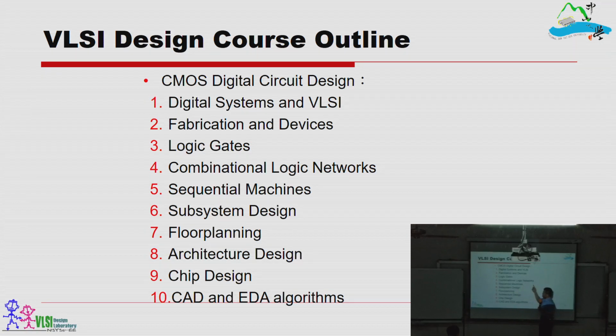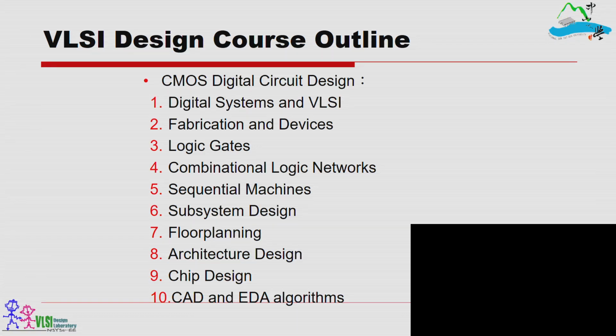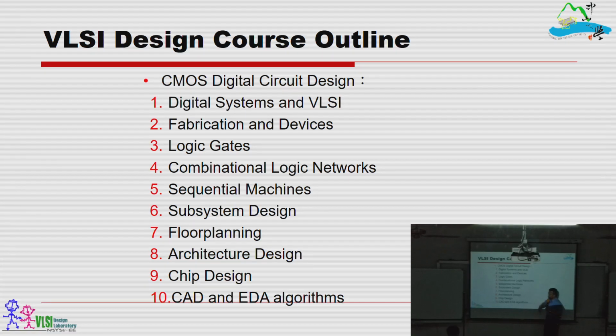Then it is pretty much the same as the first-year course, digital IC design. We have to talk about combinational logic networks, but this time we are going to go down to the transistor level, not just gate level. All the way down to the transistor level. Then we'll talk about the sequential machine, finite state machine, and subsystems. Then we talk about how to do the floor planning, how to make some arrangement so that everything can be included in that small area, and then architecture design.